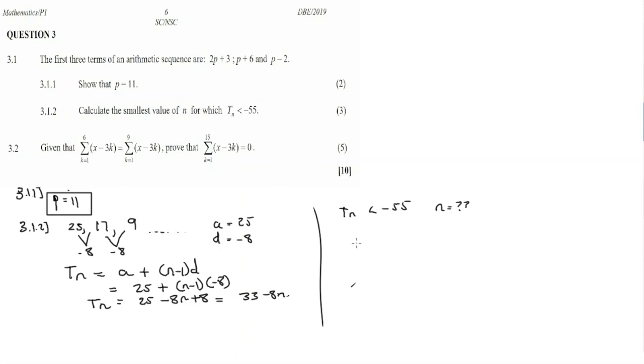So now we will say 33 minus 8n is less than minus 55. Is less than minus 55. Now let's calculate the value of n.